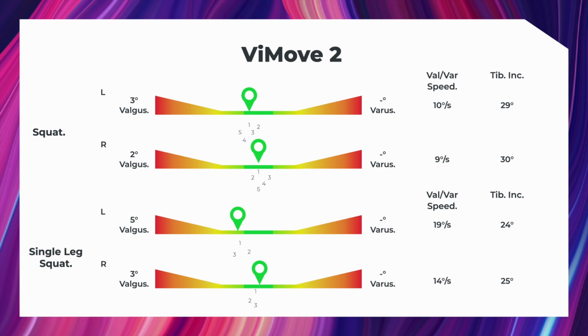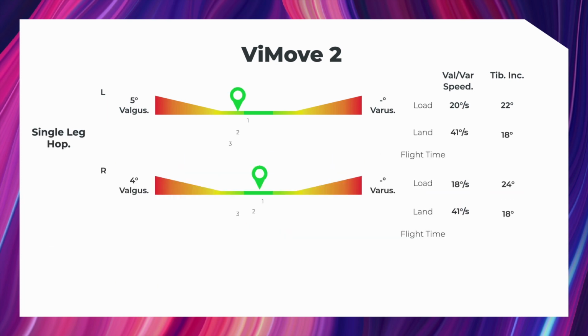We've got control in that valgus varus, we've got mobility with the tibial inclination, we've got the control with the valgus as well, and we've also got the strength because we're doing it with 1.5 times body weight. Single leg squats, we've got the strength there, we've got the mobility, and we've got the control. So I'm really, really happy now. This is perfect. And the jumps equally as good.